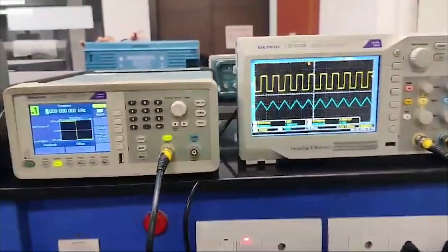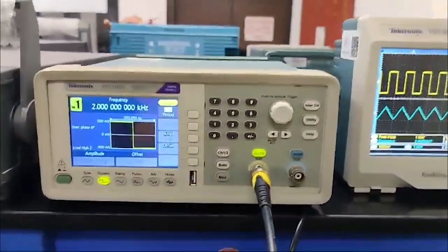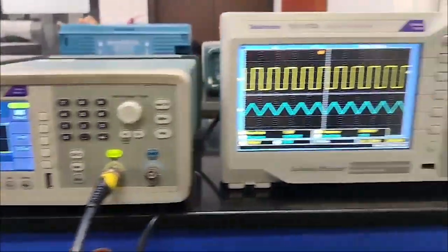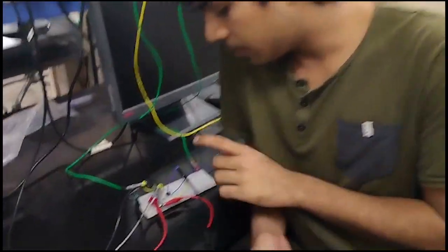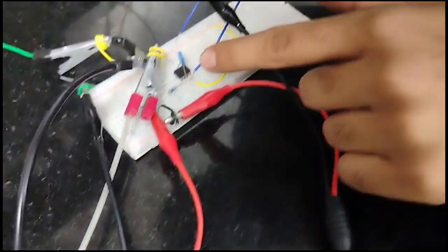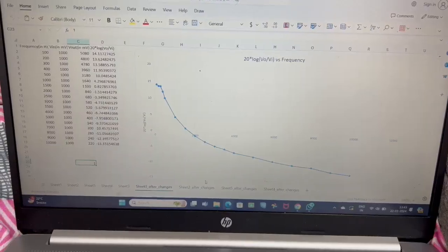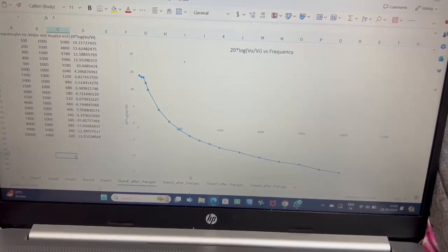The output of this integrator circuit: here we can see the input is a 2 kilohertz square wave, and we can see the triangular output here. Now we replace the 1 kilo ohm resistor with a 2.7 kilo ohm resistor and everything else is the same. This is the data and graph of the integrator circuit with the 1 kilo ohm resistor.